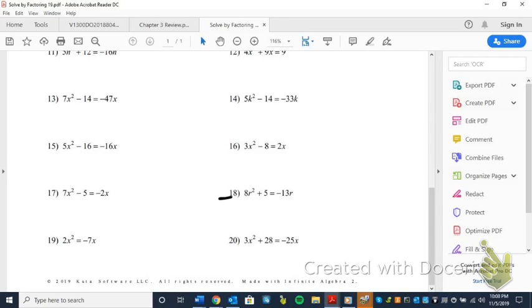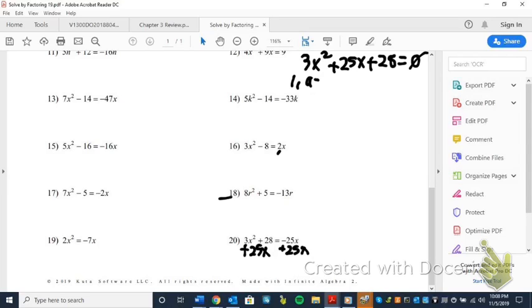Last one. I'm going to do number 18. And by 18, I mean 20. So I'm adding 25x because, again, it is key that we start off in standard form. We need to be in standard form for this to work. So I have 3x squared plus 25x plus 28. Identify a equals 3, b equals 25, c equals 28. Multiply a times c. 3 times 28 equals 84.